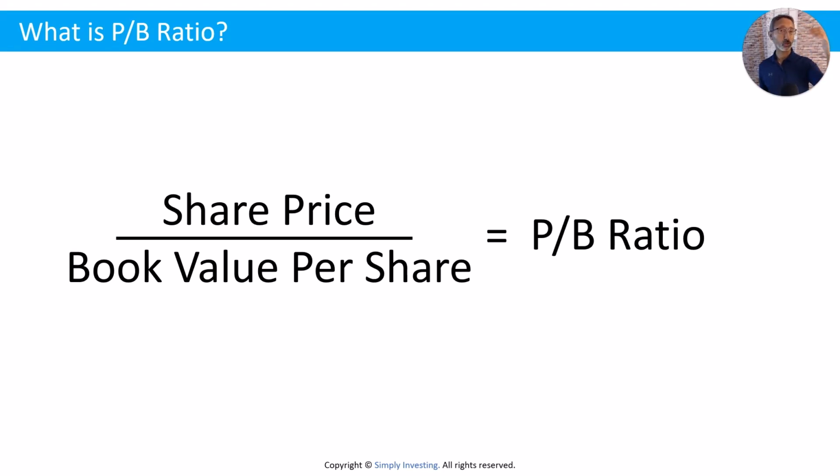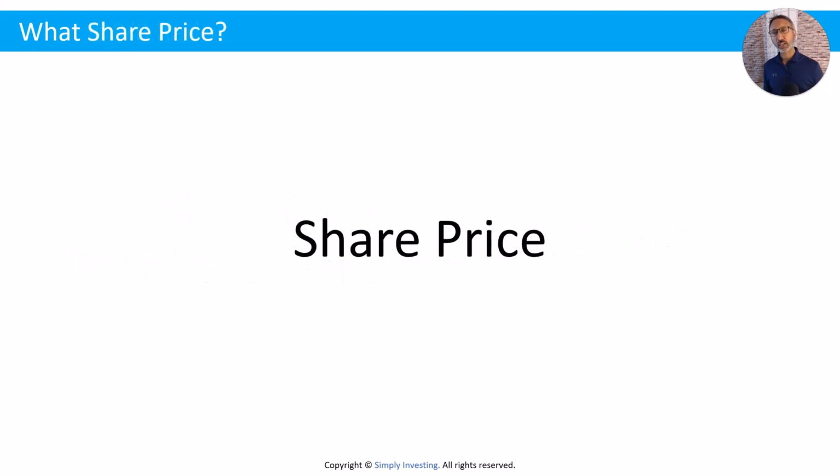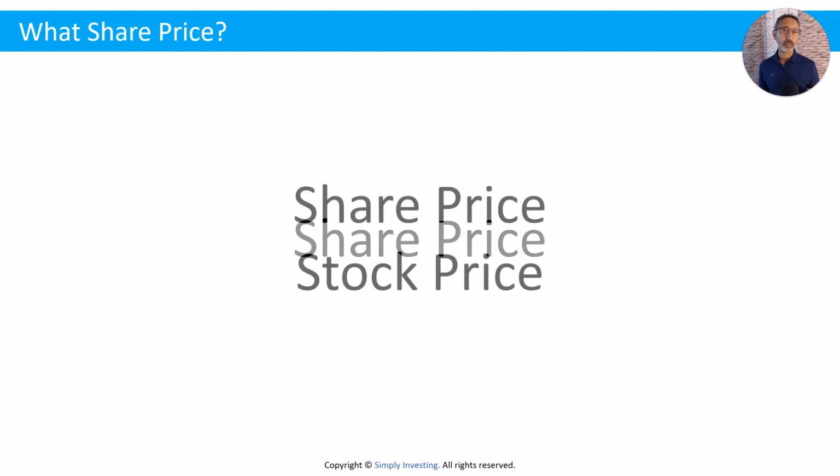So the share price or the stock price divided by the book value per share is then going to give you the PB ratio. Now, when I say share price in this episode or in any episode, I mean the same thing when we say the stock price. The stock price or the share price means the exact same thing.